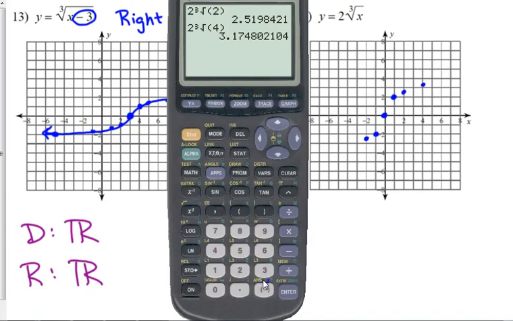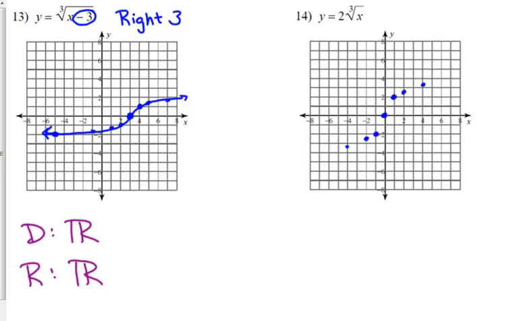When we plug in 4, we get 3.1. We're going to plug in negative 4 and get negative 3.1. And we're going to plug in 8. Cube root of 8 is 2. 2 times 2 is 4. Okay, so again, we get the same basic shape. This one's just kind of stretched out a bit, a little bit taller. It's not quite as compact as the other one. But that still does not change our domain and range. We can still plug in any x value and we're going to get a y value, and we're still going to get the whole gamut of y values.